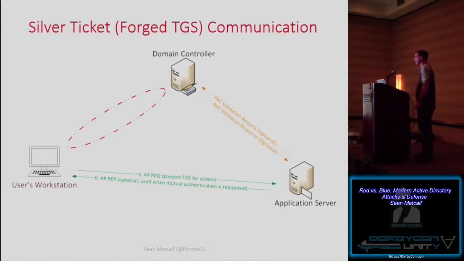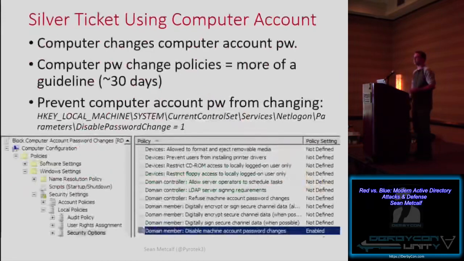Well, what's interesting about a silver ticket is if we have the password hash data for a computer account, things get very interesting because there are a lot of different services that run under the context of the computer account in Windows. And the computer account password is changed by the computer. Now, on some sort of basis, there's a policy for the domain that says the computer account changes about every 30 days.